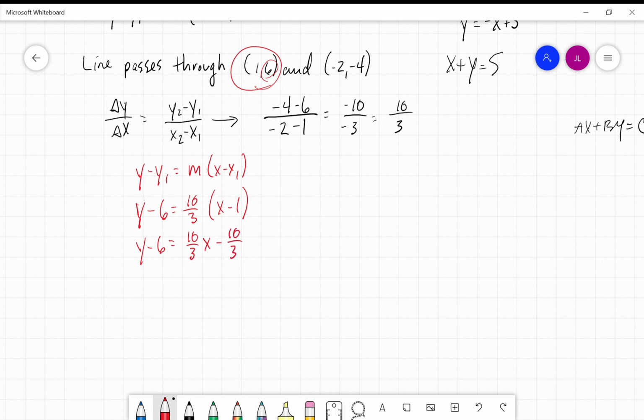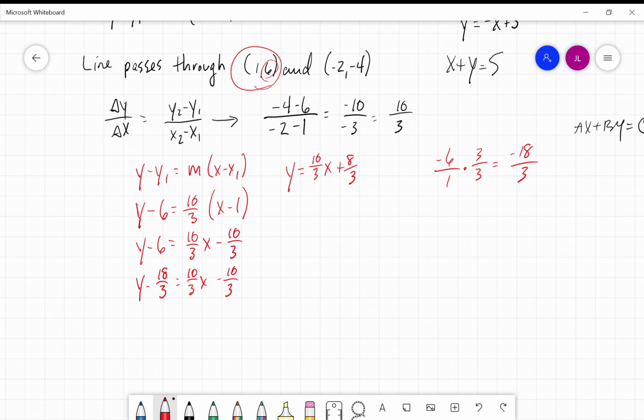Now to combine like terms, we have to take this -6 and turn it into a fraction with a denominator of 3. We know 6 is written in fraction form as 6 over 1. We just need to multiply by 3 over 3, and we'll get 18 over 3. So basically we're saying y minus 18 over 3 is equal to 10/3 x minus 10/3. And now we want to add 18/3 to both sides. What we'll get is y is equal to 10/3 x, and we're adding 18/3 minus 10/3, which gives 8/3.